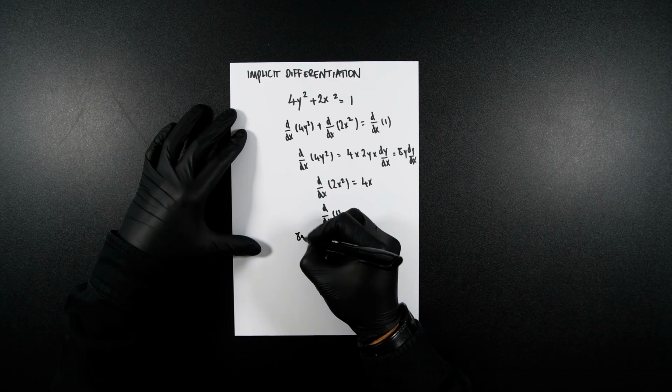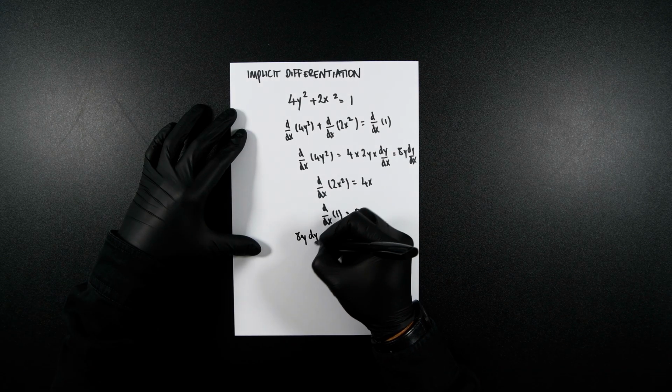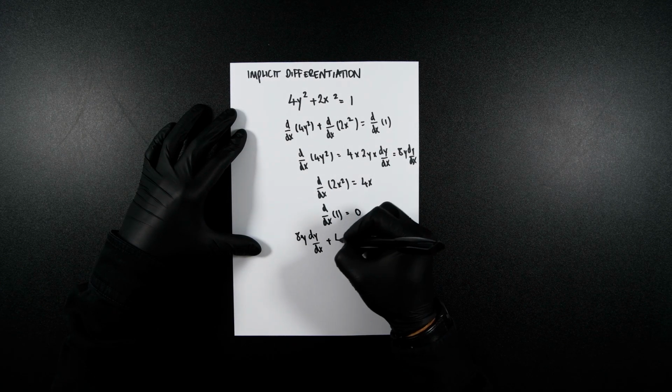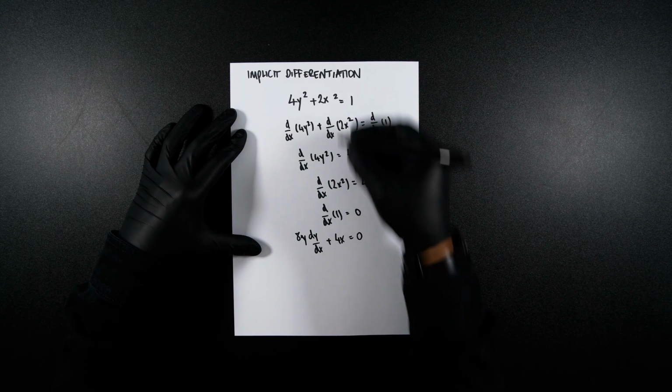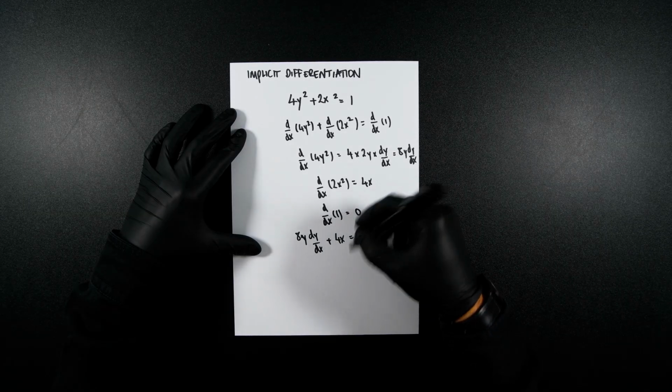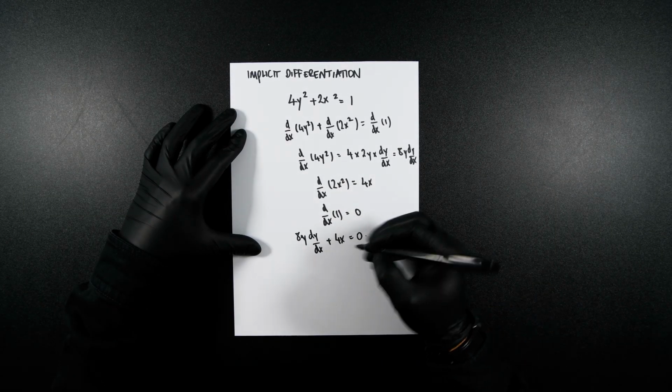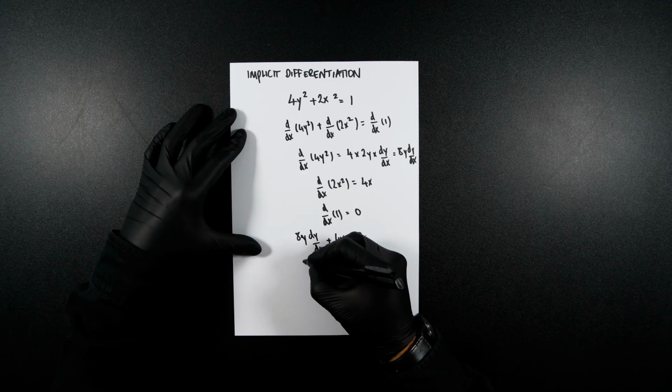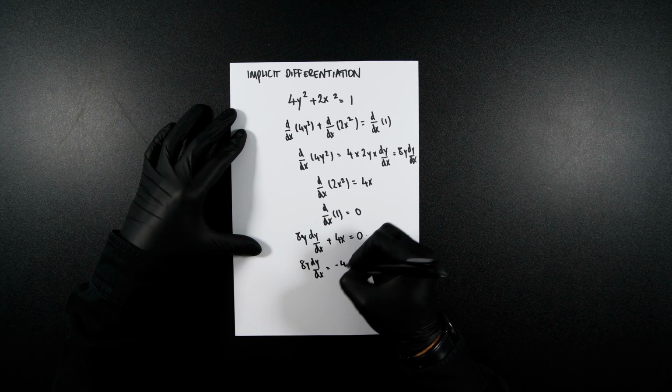So you're going to get 8y dy/dx plus 4x equals 0. So that's this differentiated with respect to x. So let's now get all the unknown terms onto one side. So we're going to minus 4x from both sides. You're going to get 8y dy/dx would equal minus 4x.